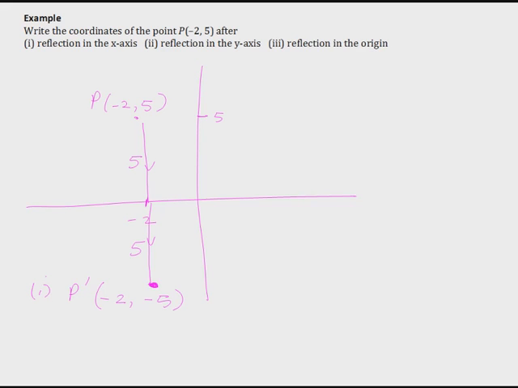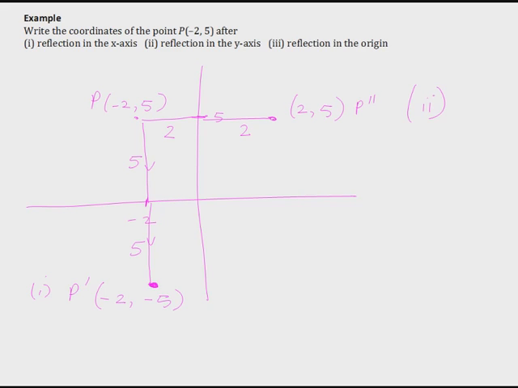Let's call it P'. Reflection in the y-axis. So to reflect in the y-axis, I first go to the y-axis. That means I cover a distance 2. Then I move 2 more in the same direction to get the reflection. So the coordinates of this new point are 2, comma 5. Let's call that P double dash. That's the answer to question 2. 2, comma 5 are the coordinates in the reflection in the y-axis.